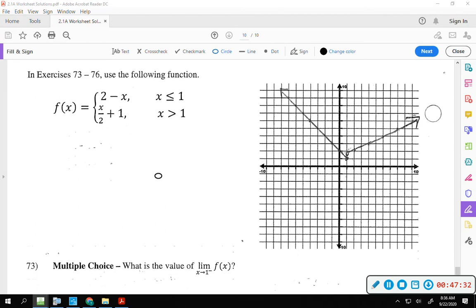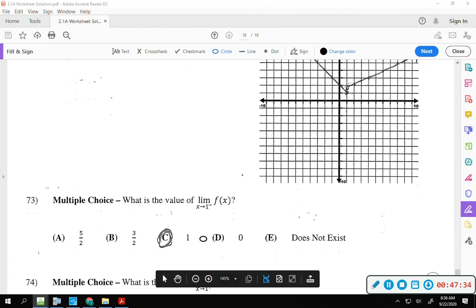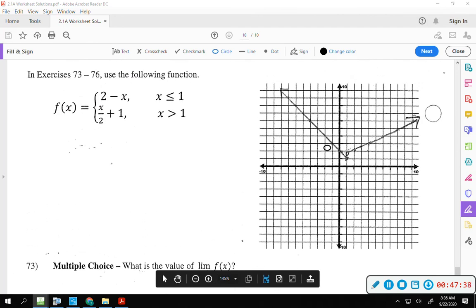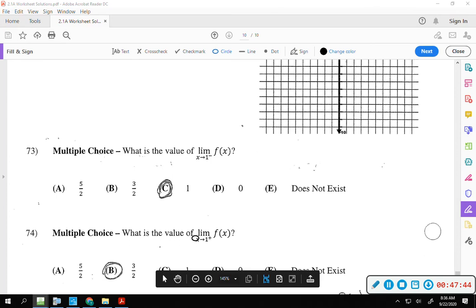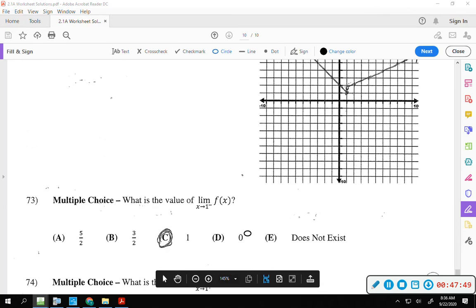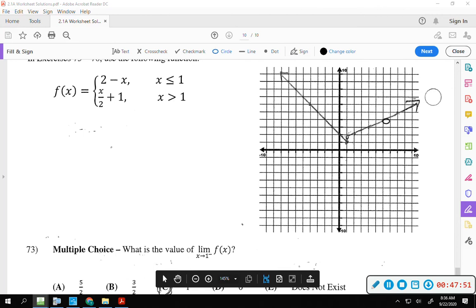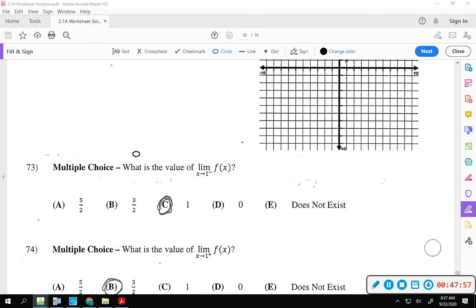So what is the value of the limit as x approaches 1 from the left? As we get closer and closer and closer to 1 from the left, the y value is getting closer and closer and closer to 1. What is the value of the limit as x approaches 1 from the right? As x is getting closer and closer and closer to 1 from the right, the y value is getting closer and closer and closer to 1 1/2, or 3/2.